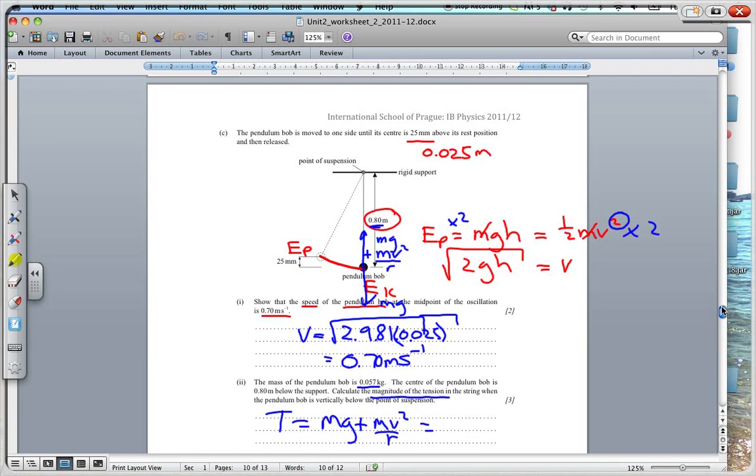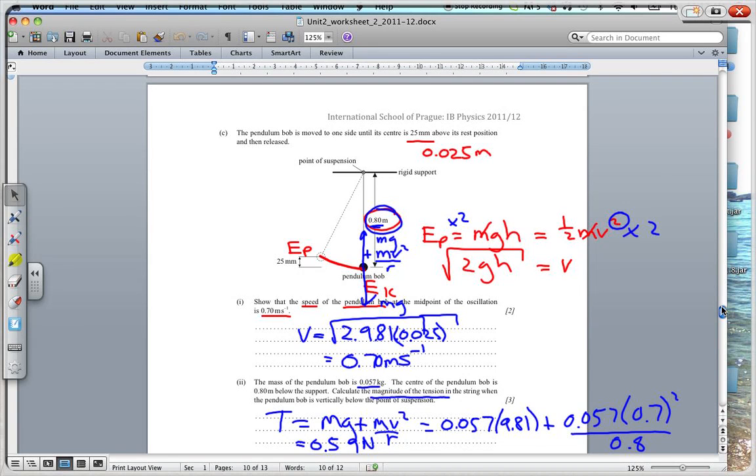So we just put our values in here. We've got 0.057 times 9.81 plus 0.057 times 0.7 squared divided by r, which is 0.8. And when you do all of that, we get our value, which turns out to be 0.59 newtons. Alright, fine. So there we have that question.